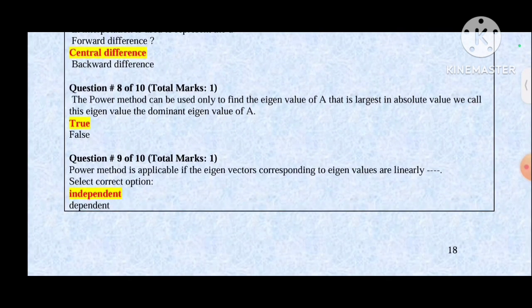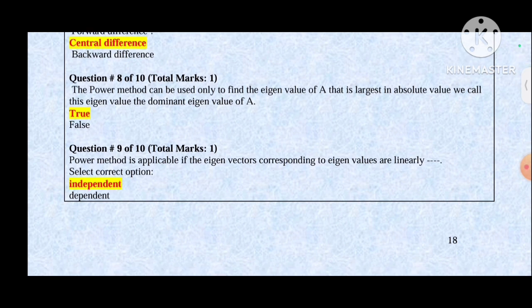The power method can be used only to find the eigenvalue of A that is largest in absolute value. Then we call the eigenvalue the dominant eigenvalue of A; this is true. Power method is applicable if the eigenvectors corresponding to eigenvalues are linearly independent.